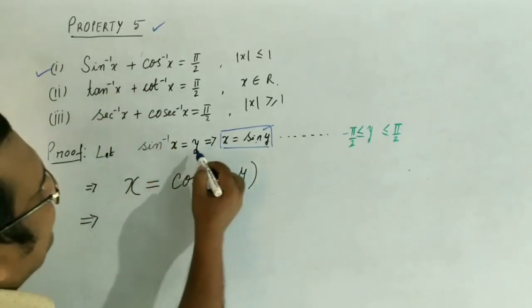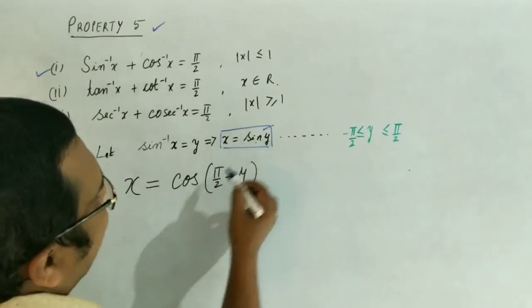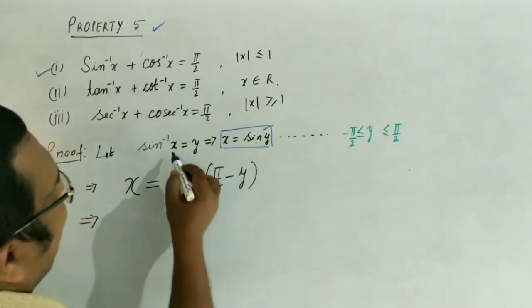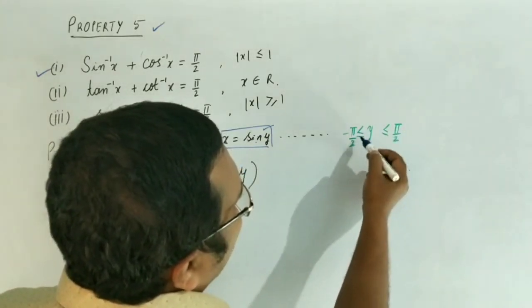Let sine inverse x be y. So x is sine y. I will replace sine y with cos of pi by 2 minus y. According to the principal value, y lies between minus pi by 2 and pi by 2 inclusive.